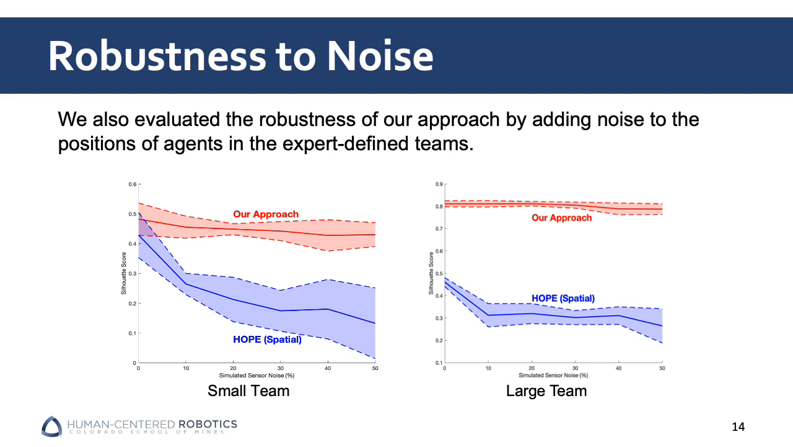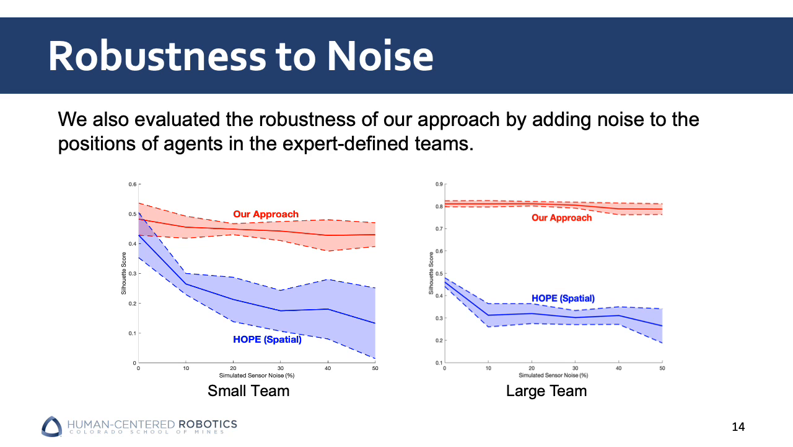We also wanted to evaluate the robustness of our approach to noise. Going back to those expert-defined teams, we added simulated noise to the position of robots in the formation. The figure on the left is for a small team of about 9 agents, and the figure on the right is for large teams of 27 agents. Our approach is in red, and we compare it to the best existing graph embedding method, the Hope method. As simulated noise was added, our approach was able to maintain high silhouette scores for both size formations.